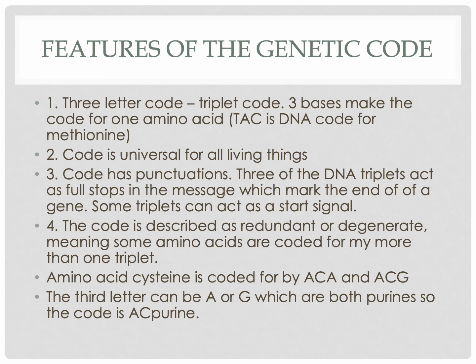The code is described as redundant or degenerate, meaning some amino acids are coded for by more than one triplet. The amino acid cysteine is coded for by ACA as well as ACG. The third letter can be A or G, which are both purines, so the code is AC purine. We will look at this more in part 2.